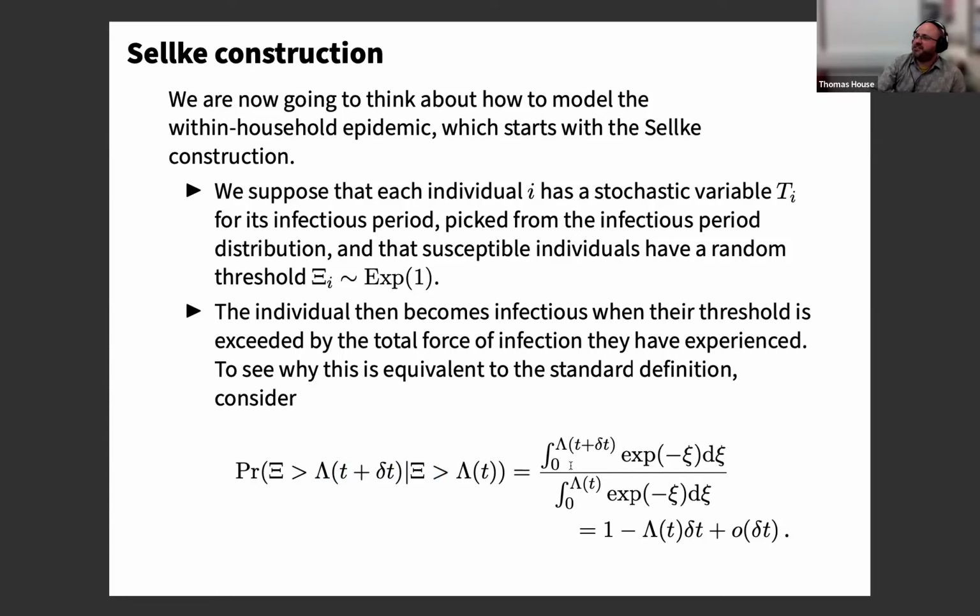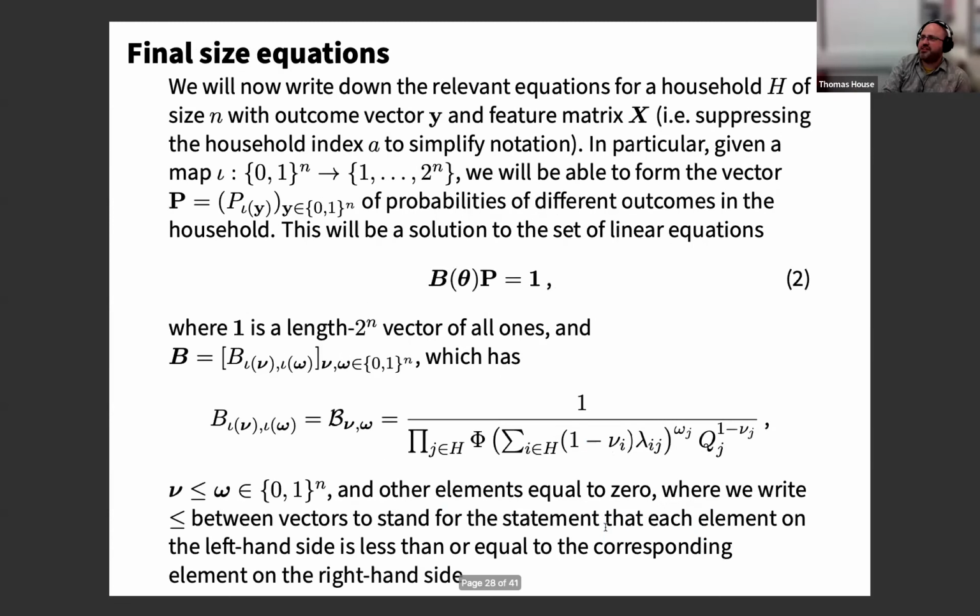Anyway, ignore that bit, but it's this. Oh no, hang on, no, that's right. Sorry, it's the probability that you remain... No, that isn't a typo. Sorry. The probability that you remain susceptible is this thing, which is the same as the standard stochastic process definition, right? So that is the right thing. And then we try and write down some final size equations on the basis of that Selke construction.